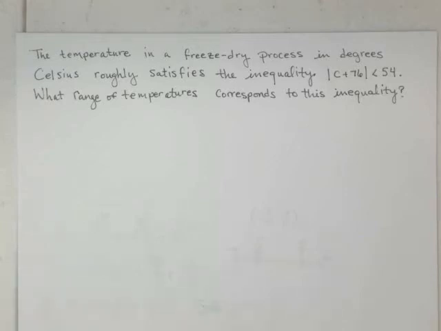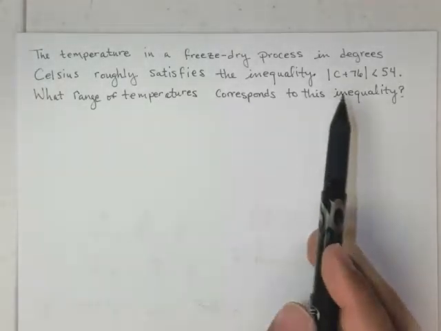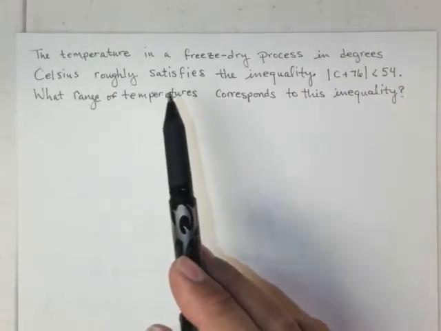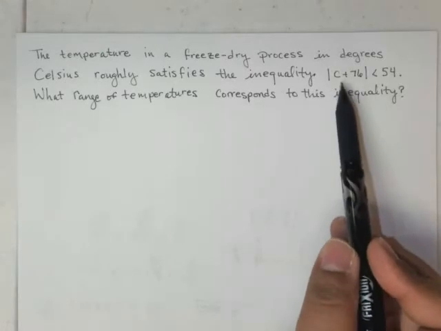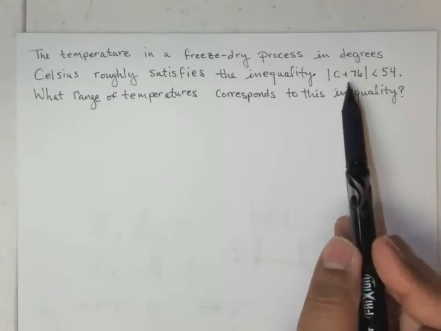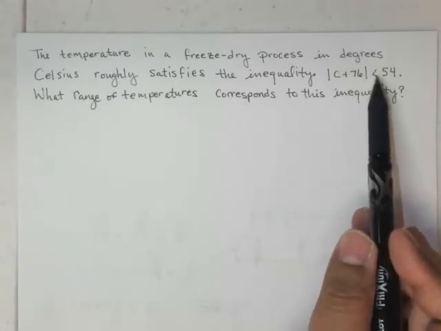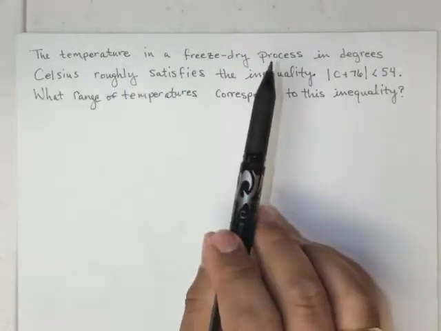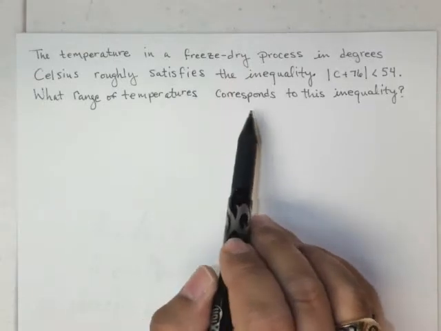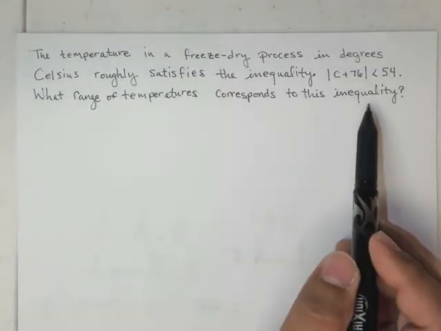Okay, so now we're dealing with an application of an absolute value inequality. So let's take a look at this word problem. It says the temperature in a freeze-dried process in degrees Celsius roughly satisfies the inequality such that the absolute value of this Celsius temperature plus 76 degrees is less than 54 degrees. And remember, we're dealing with Celsius. What range of temperatures corresponds to this inequality?